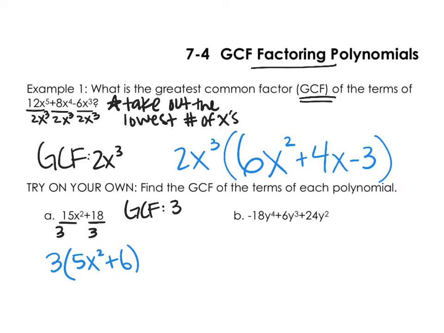Okay, looking at the next one, we had a negative 18, a positive 6, and a positive 24. Now, if you remember what I said earlier, if we have a negative out front of our polynomial, which we happen to have, a negative 18, we need to divide everything by a negative. This is super important, especially when we keep learning more about factoring. So if you want to write yourself a note, take out negative when in front.